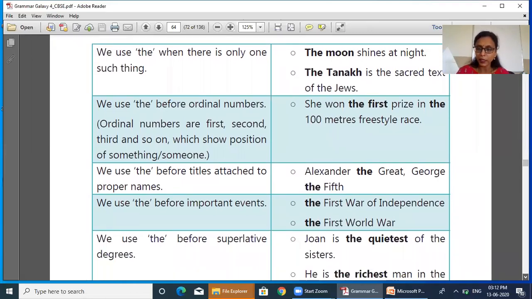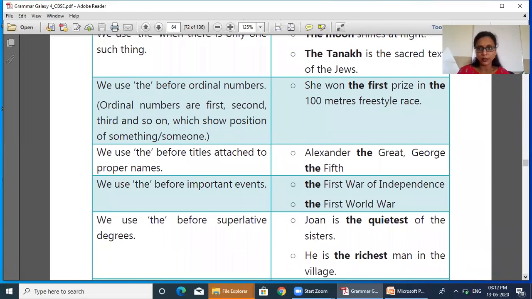Then we use "the" for ordinals. As I explained, first, second, third, fourth, fifth, these words you should use with "the" compulsorily before them. Next, we use "the" with the titles which are given to proper nouns, specific names. Alexander the Great.